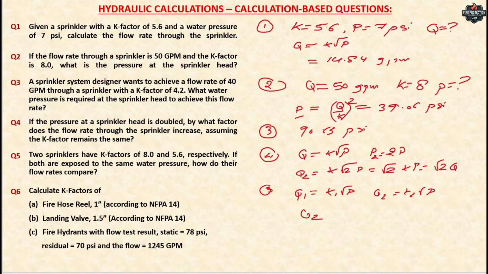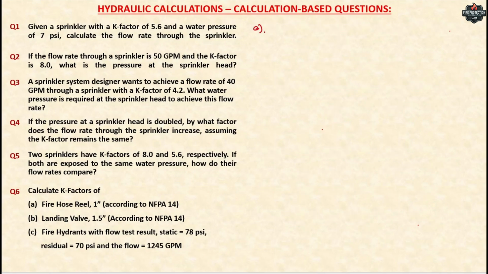Q2 by Q1 is equal to K2 root P divided by K1 root P. This P gets cancelled here. So K2 is 8 and K1 is 5.6, so we will get 1.43. This means that the K 8 sprinkler will have 43% higher flow rate than the 5.6 K factor sprinkler at the same pressure. Understand?